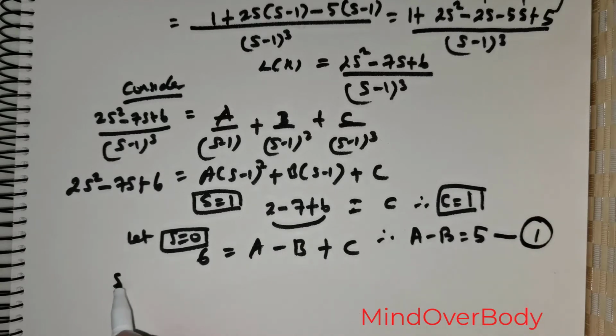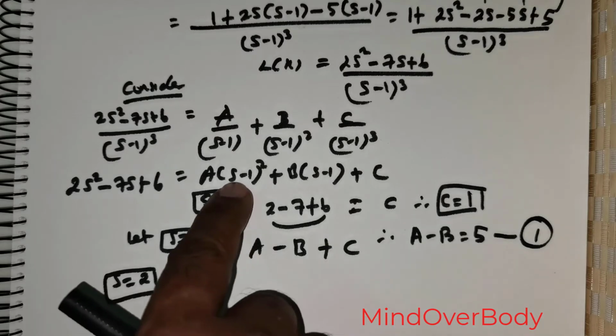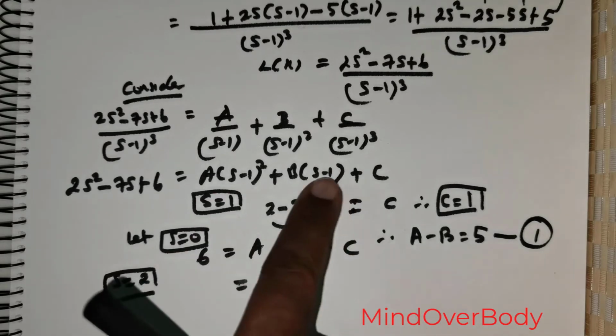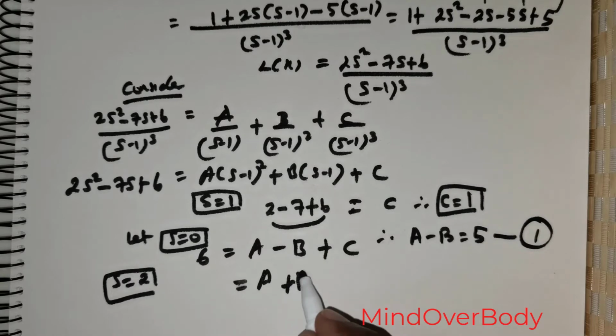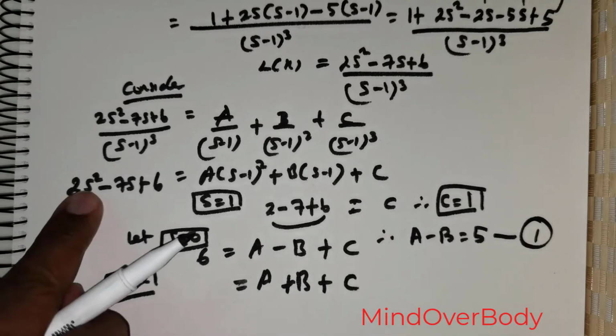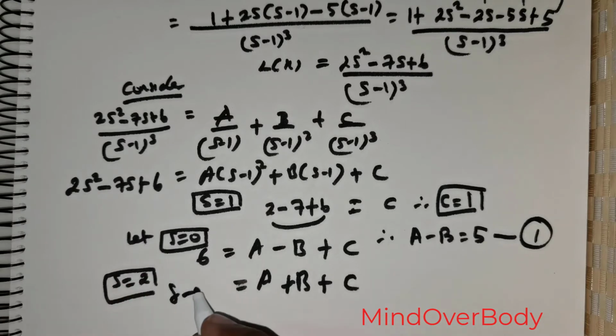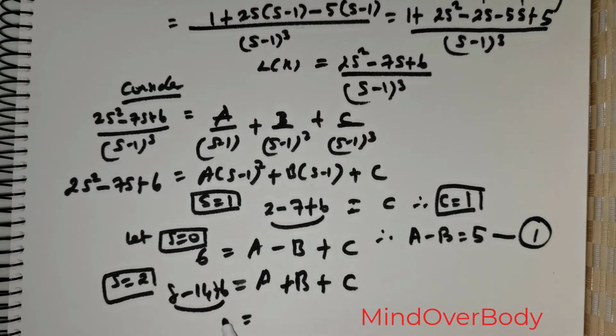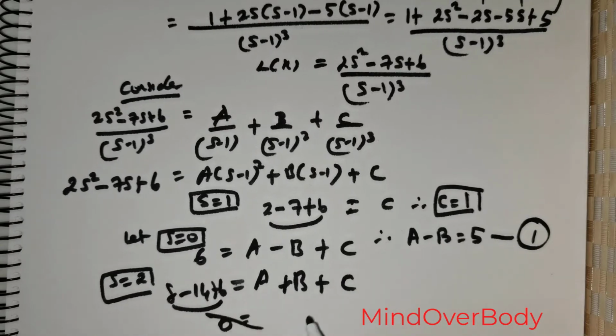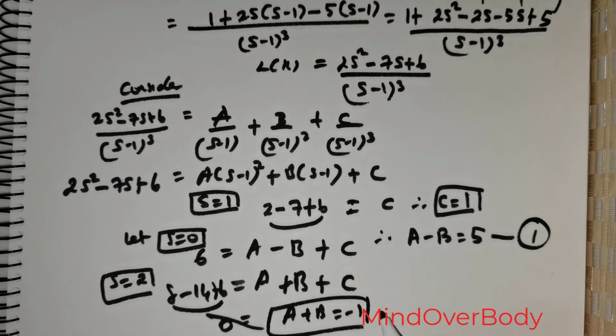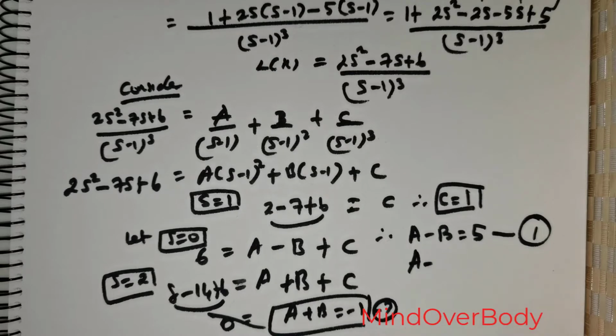Now I can take s to be, say, some 2. If I take s is equal to 2, this is going to give me a, b and c. s is equal to 2, 2 squared is 4, 4 times 2 is 8, 7 times 2 is 14, positive 6, and this is going to give me 0. But my c is 1, so if I were to push it, I will have a positive b is equal to negative 1. So this is my equation 2, so I'll write that here.